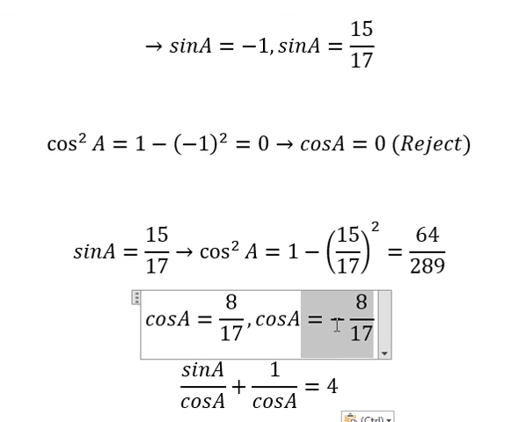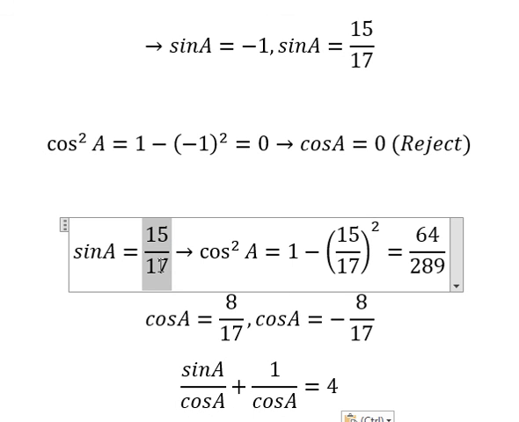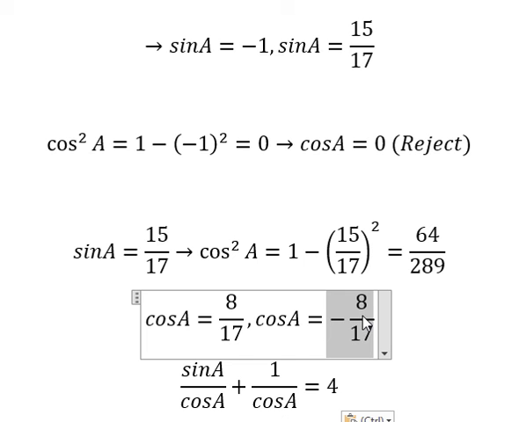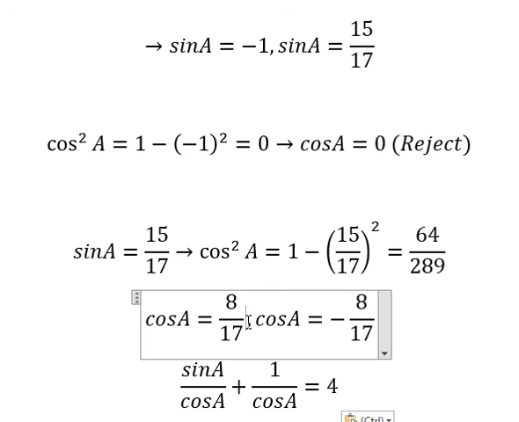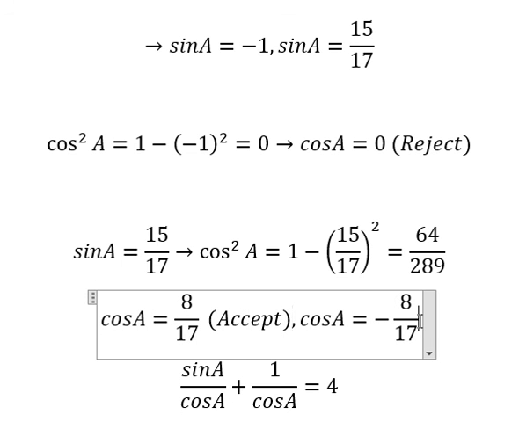If I put this one in here, and we have sine A equals this one, you will get negative 4. So this one is not valid for cosine A equals negative 8 over 17. So we just select this one, because when we put this one and sine A into this equation, you get positive 4. So this one we need to accept. And then we need to reject this one.